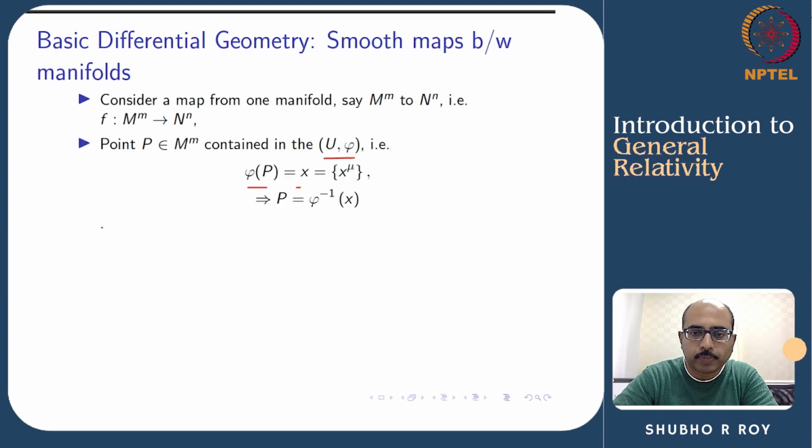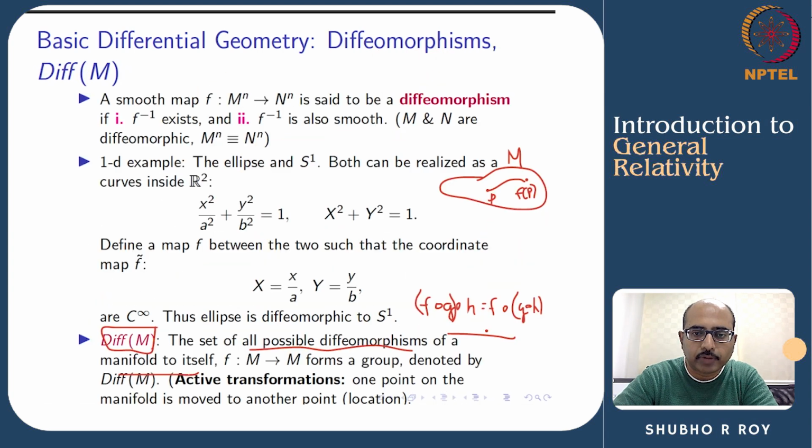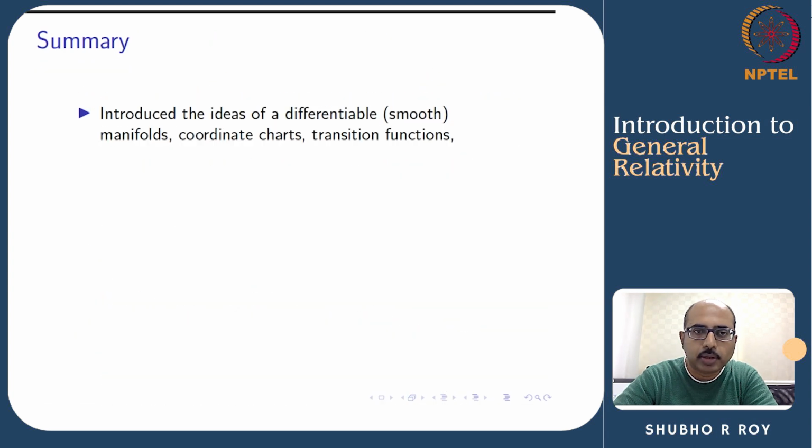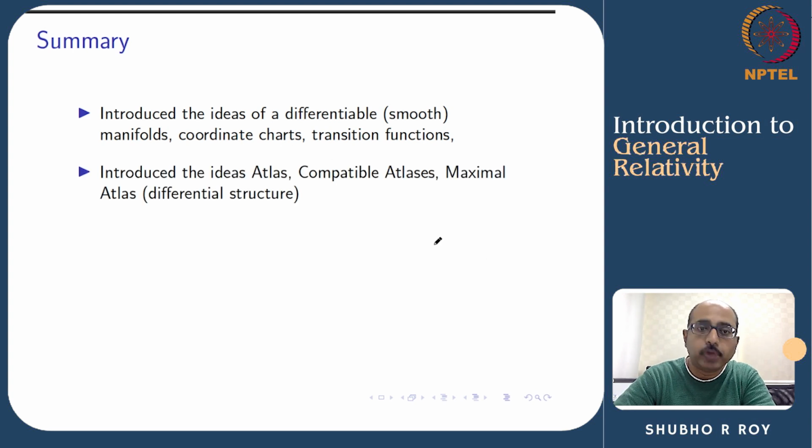Right. So we will end the lecture here. Our agenda is complete. So let me summarize. We first introduced the idea of a differentiable or smooth manifold. We introduced the ideas associated with it: coordinate charts, transition functions. We introduced the idea of atlas, compatible atlases, and most importantly, the maximal atlas, which is what we're going to assume, and we're going to pretend that the maximal atlas is unique as well. Now, the maximal atlas endows the differentiable manifold with something called a differential structure.